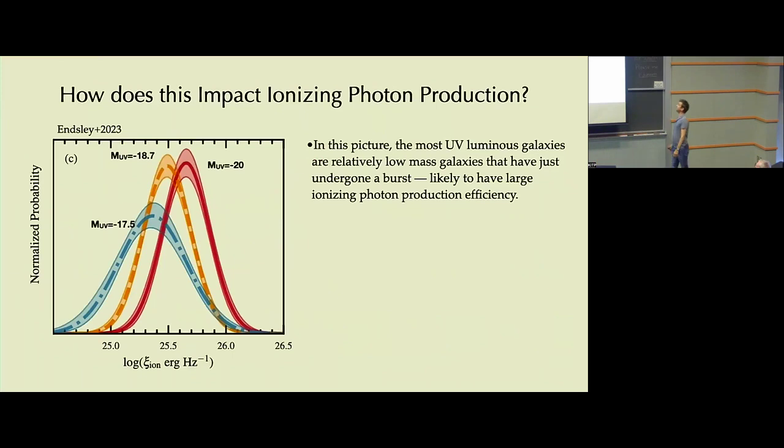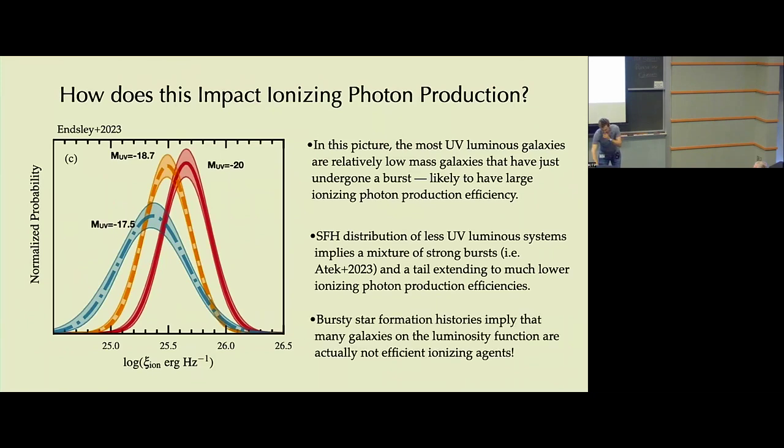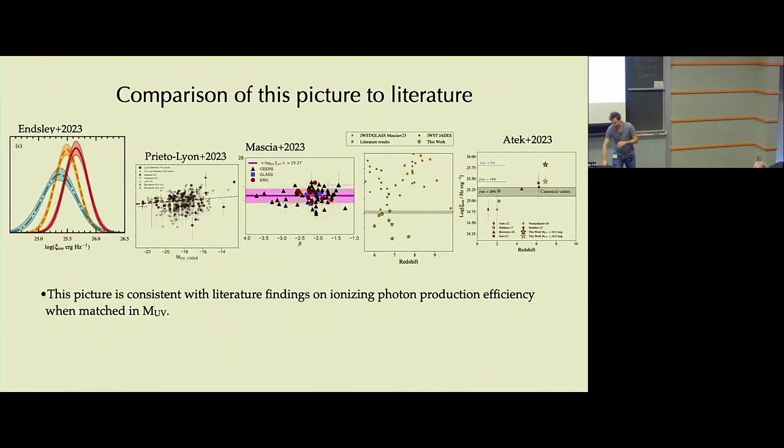Okay, now this is going to impact the ionizing photon production efficiency, right? So in this picture, the most luminous objects are those that have the large ionizing photon production efficiency, but the star formation histories of the less luminous objects, again, are a mixture of the strong bursts with very efficient ionizing production efficiency. But we also have these objects that aren't producing much ionizing radiation at all. So we have this tail to very low ionizing photon production efficiency really showing up at the faint end. Okay. And just to say, the psi-ion values, when you match them by MUV, are consistent with those in the literature.